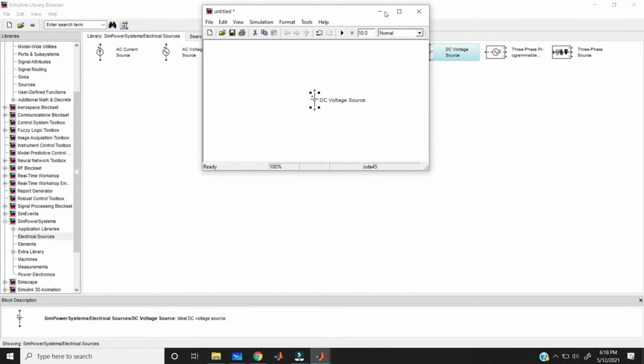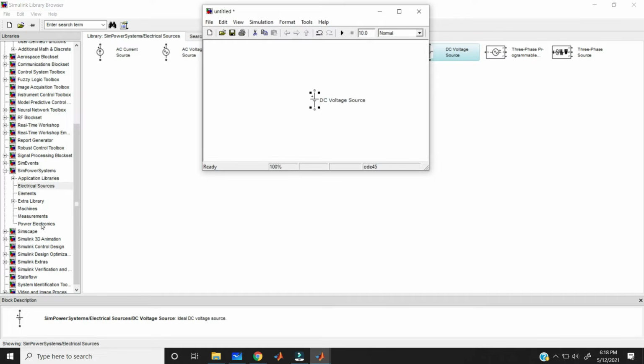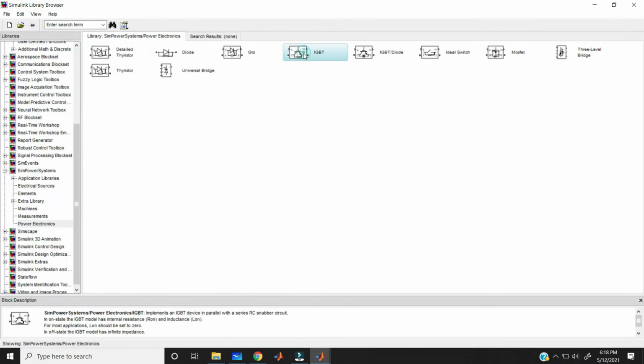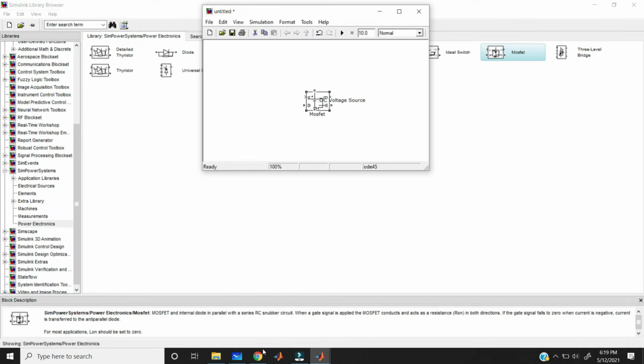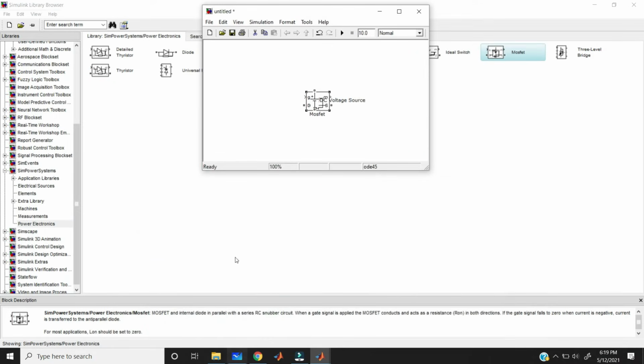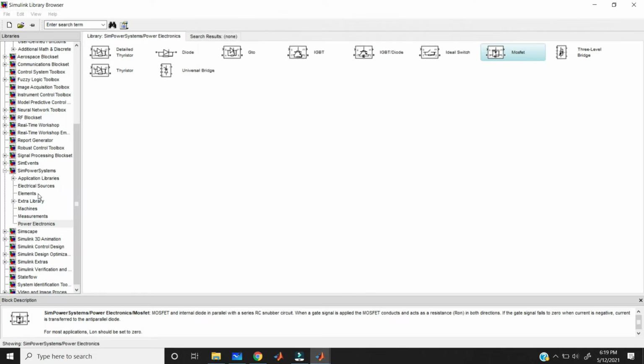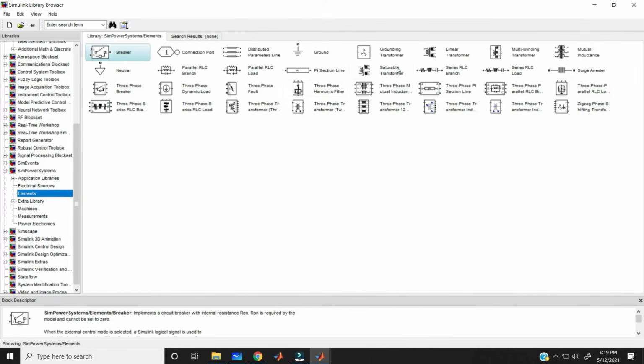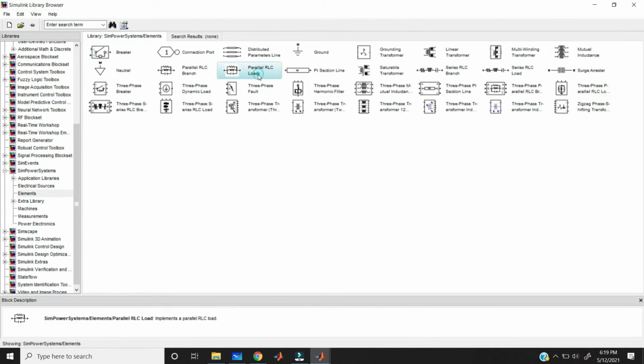And then what do we need? We need power electronics switches, right? So go to power electronics. You can take IGBT or MOSFETs, whatever you want. Here I am taking the MOSFET. Okay, and we connect these 4 MOSFETs to the load, right? So that's why you can take the resistance load also. Okay, go to elements and take the resistance load. Here you can get the RLC series load, take that one.